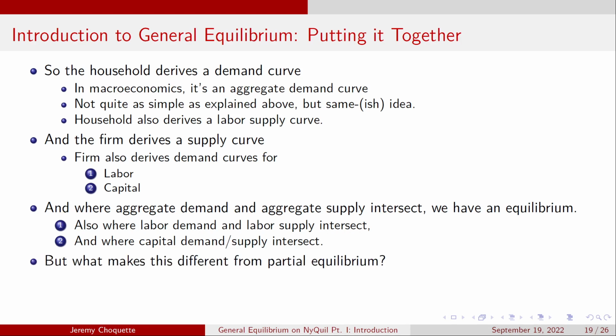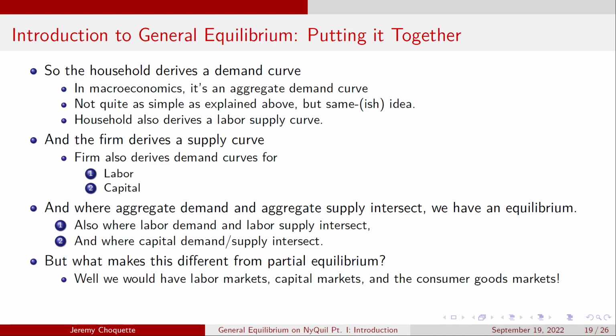So what makes all this different from partial equilibrium? Well, we'd have labor markets, capital markets, and consumer goods markets. And we haven't really even explained all the players yet. In partial equilibrium, it would be like, let's look at the labor market. In general equilibrium, it's let's look at the labor market, look how it affects the capital market, and let's take a look at how those two affect production, which then affects the consumer goods markets. So we're taking multiple markets. We are modeling them in a way that they are interlinked with each other.